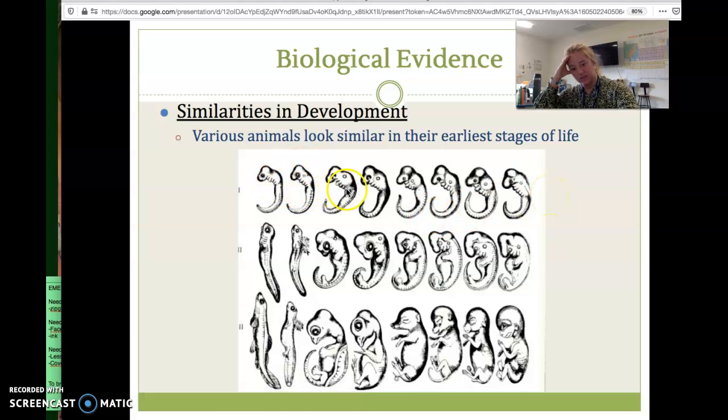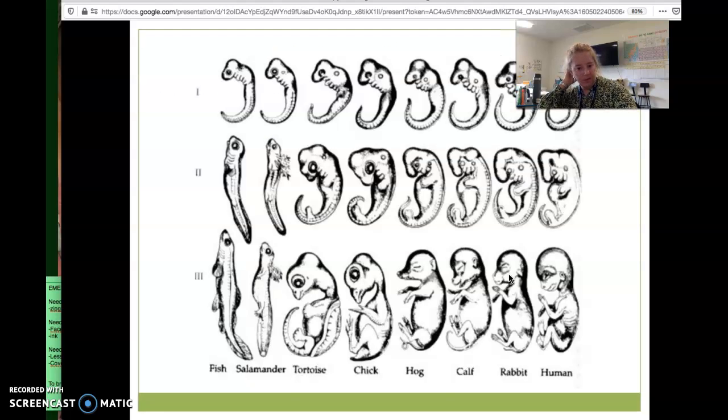We've got gill slits in all of the organisms, but we don't start seeing differentiation until much later, from our fish compared to our chicken, compared to our pig, compared to even us. So we all look very, very similar developmentally. So that's one evidence that supports evolution. There is again, and they named what the organisms are for you.